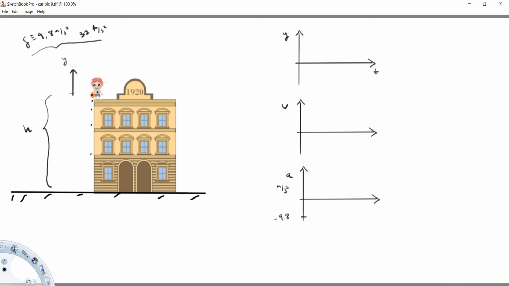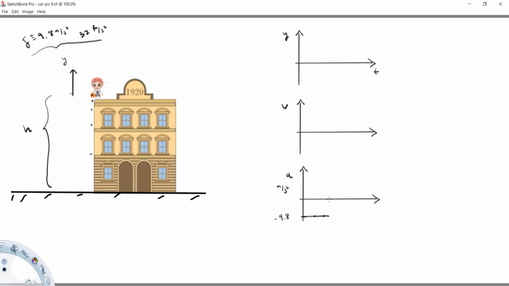That's the fact that that's negative means opposite of what we're calling positive. Now, as time goes on, like maybe a second later or so, we would believe that the acceleration is still negative 9.8, assuming it hasn't hit the ground yet. A second later, still negative 9.8. So very important to realize that if we believe the acceleration to not be changing, this graph would be horizontal.